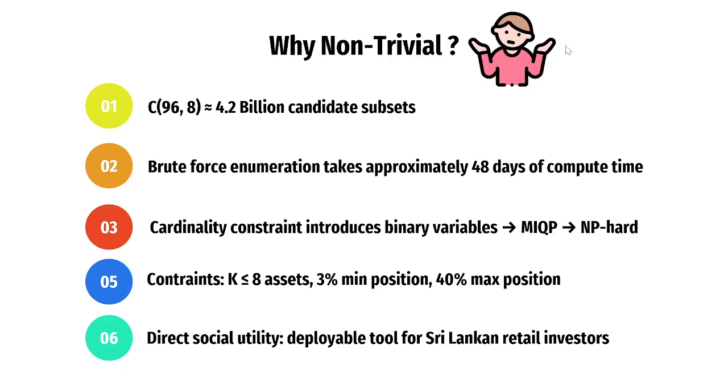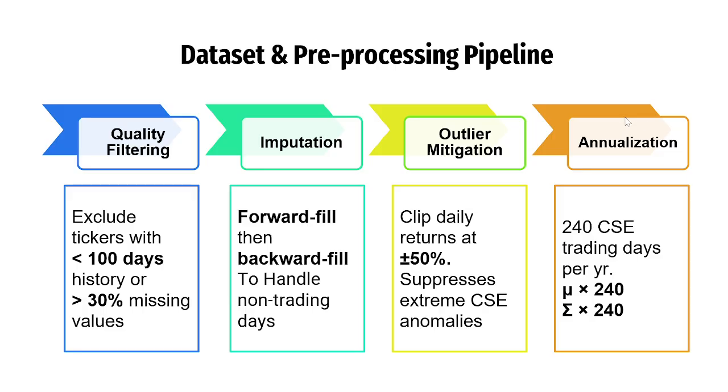We use real CSE stock data downloaded via the yfinance API. 96 stocks across 14 sectors from January 2020 to December 2025. We did not use synthetic data. The data went through a four-stage pipeline.